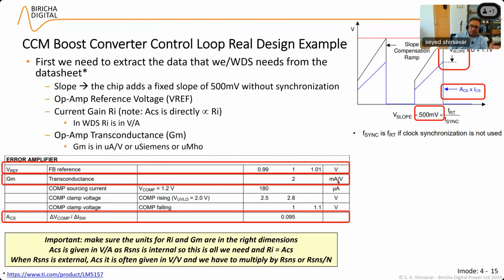Just a hint, sometimes the dimensions that are in the datasheet are not exactly the same as the dimensions that you have in your software. So please just make sure that they are the same. For example, I think in WDS we use microamps per volt, and here they're giving it in milliamps per volt, so I just had to multiply by 1,000.